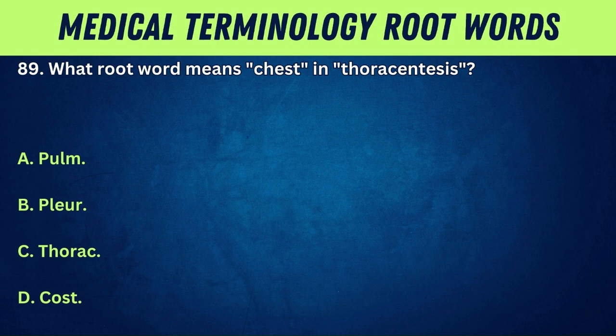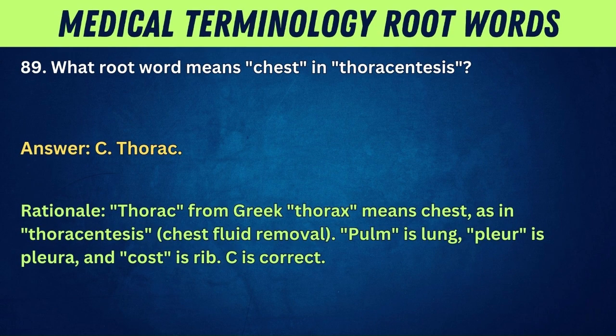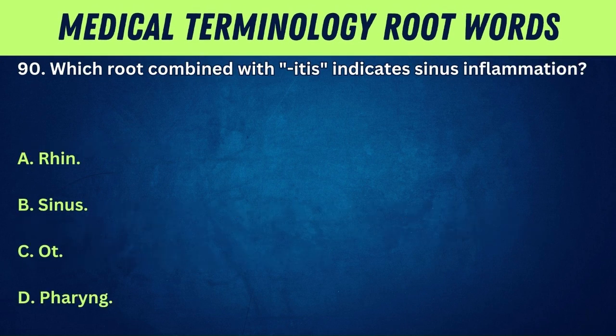Pleur. C. Thorax. D. Cost. Answer: C. Thorax. Rationale: thorax from Greek thorax means chest, as in thoracentesis, chest fluid removal. Pulm is lung, pleur is pleura, and cost is rib. C is correct.